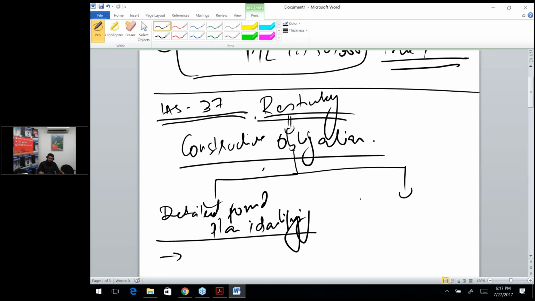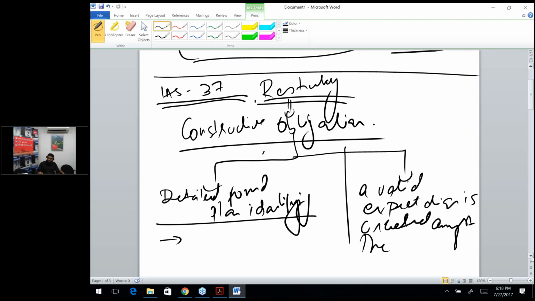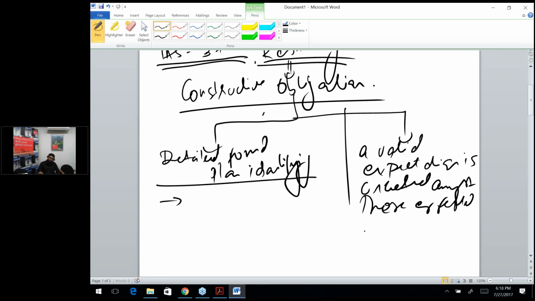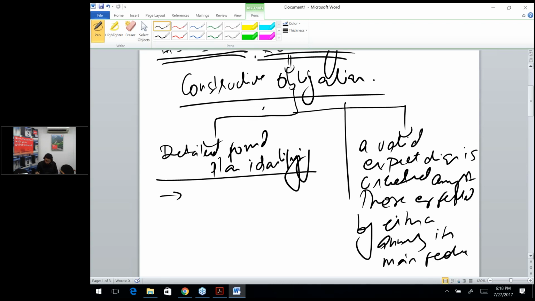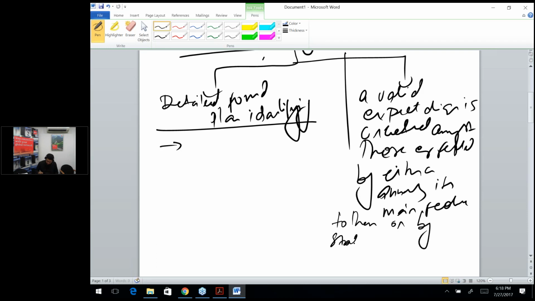identifying what, we'll talk about it, and then a valid expectation is created amongst those affected, either by announcing its main features to them or by starting to implement the plan.